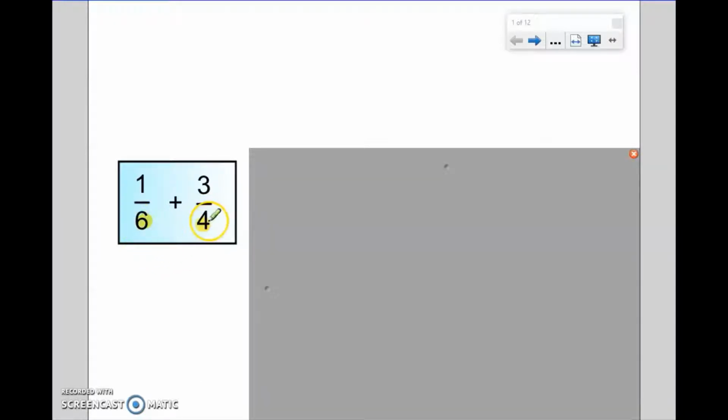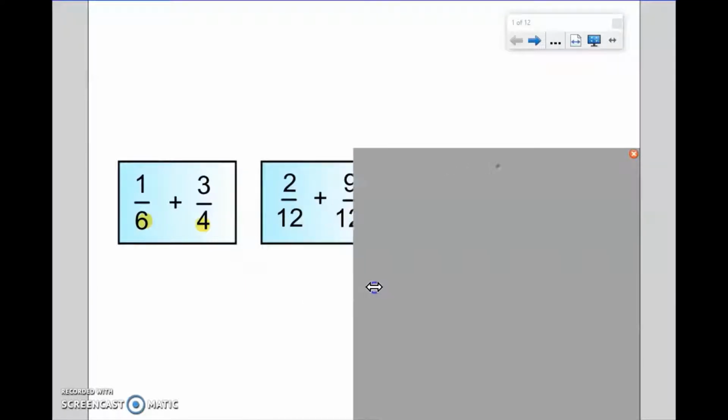each fraction. We do that by finding a common multiple of both 6 and 4, a number which is divisible by 6 and 4. We could use any number that is divisible by 6 and 4, but we usually try to use the smallest number possible just to make things a little bit easier. So if I'm thinking about a number that is divisible by 6 and 4, I would be thinking of 12. 12 is in the 6 times table. It is also in the 4 times table.